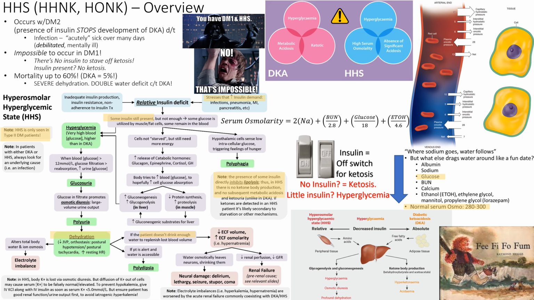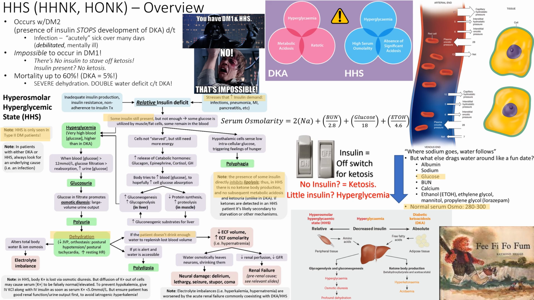The other piece with HHS is it's only type 2 diabetics. It's not type 1 diabetics. It's literally impossible for a type 1 diabetic to develop HHS, because when HHS happens, it's usually because you have some insulin functioning. The insulin is preventing ketosis, right? When insulin's gone, you form ketones. When insulin is there, you don't form ketones. So who has insulin? Type 2 diabetics. Who doesn't have insulin? Type 1 diabetics. So it's impossible for type 1 diabetics to get HHS.